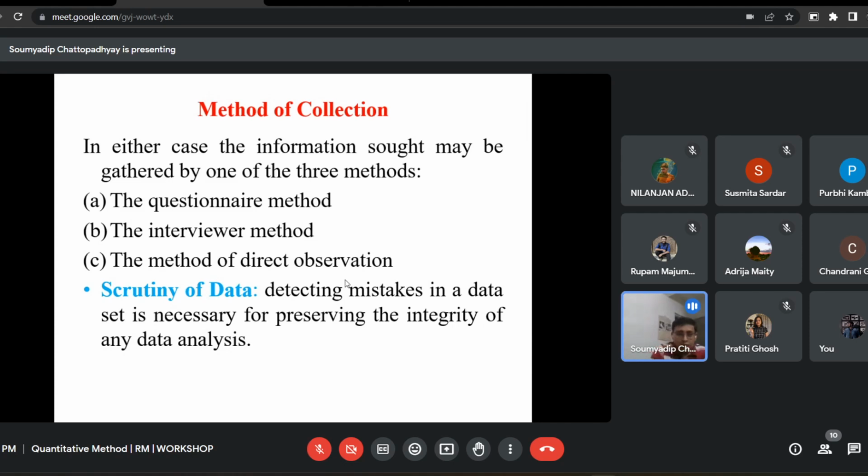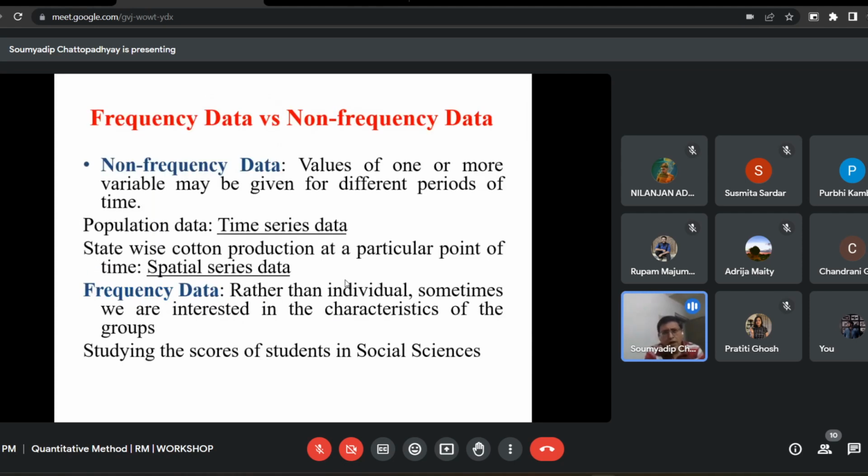Okay. And after doing all this, there is one crucial aspect that we generally do not pay that much attention to, but we should, which is the scrutiny of data. That means you need to detect the mistakes in data for preserving the integrity of any data analysis, which in statistics is known as the process of data cleaning. Now, these are very basic ideas which I have just discussed, as far as the collection of data is concerned. Now, suppose you have collected data. Okay, now you have to analyze those data.